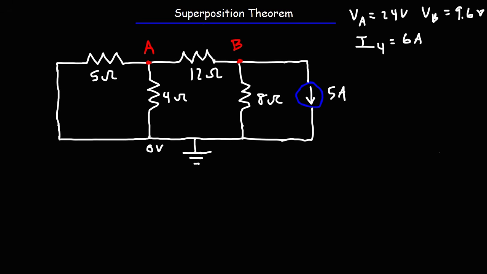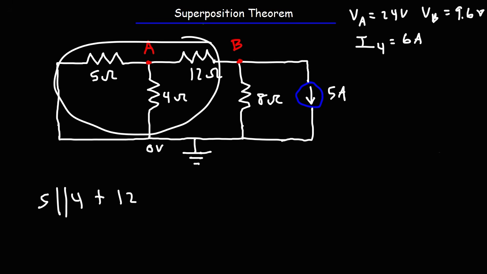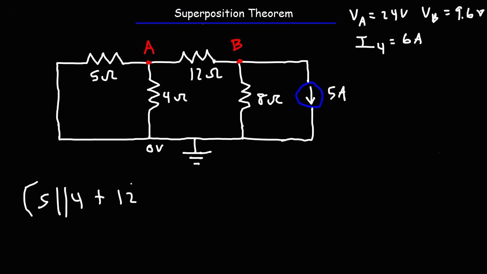So right now we can clearly see that the 5 ohm resistor and the 4 ohm resistor are parallel to each other. And they're in series with the 12 ohm resistor. And then these 3 resistors are parallel to the 8 ohm resistor.